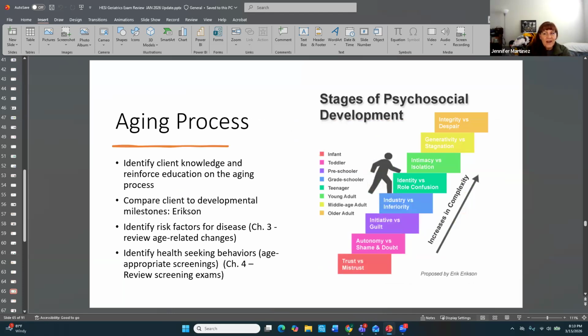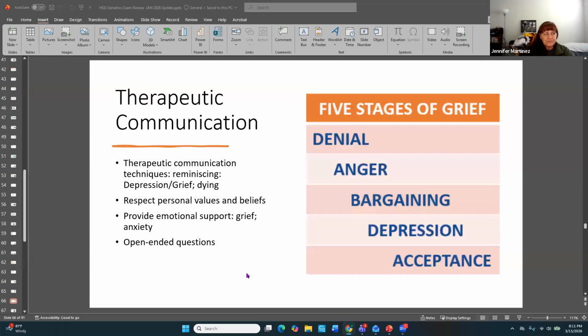So with the aging process, we want to identify client knowledge and reinforce education on the aging process, right? Just kind of give them a general idea of what are some of the things that they can expect as they get older. We also want to compare client to developmental milestones. So this is Erikson's stages, his psychosocial stages, identify risk factors for disease, identify health seeking behaviors, age appropriate screenings. So that's chapters 3 and chapter 4.